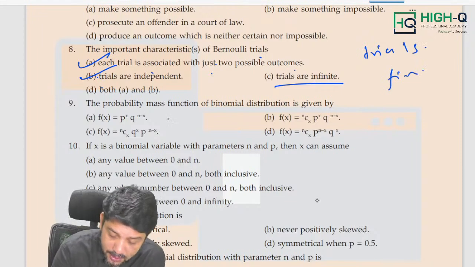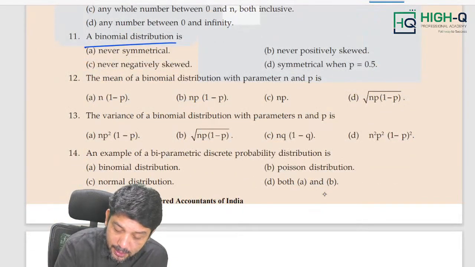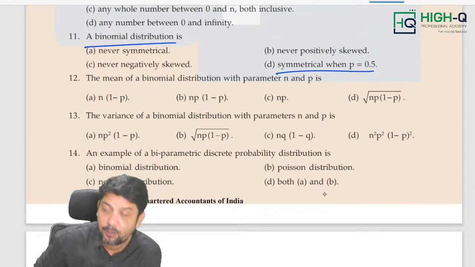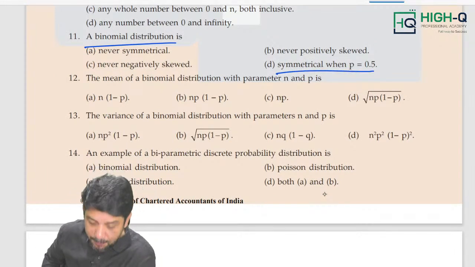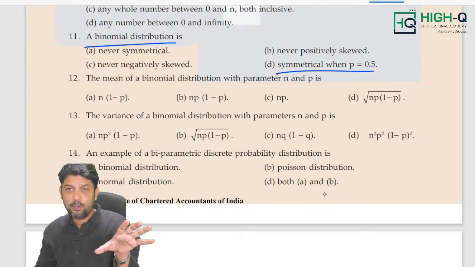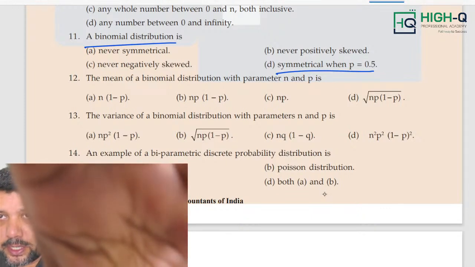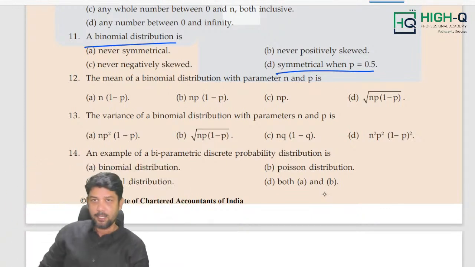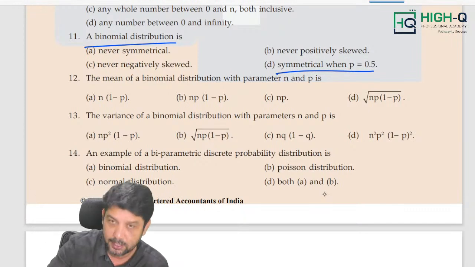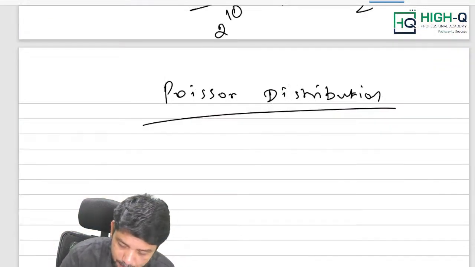What is the probability mass function? nCx, p power x, q power n minus x. The binomial distribution can be symmetric when p is equal to 0.5. When you look at the introduction part of the section, I think you can easily understand what exactly the theory is all about. Now, next I am going to do the Poisson distribution.